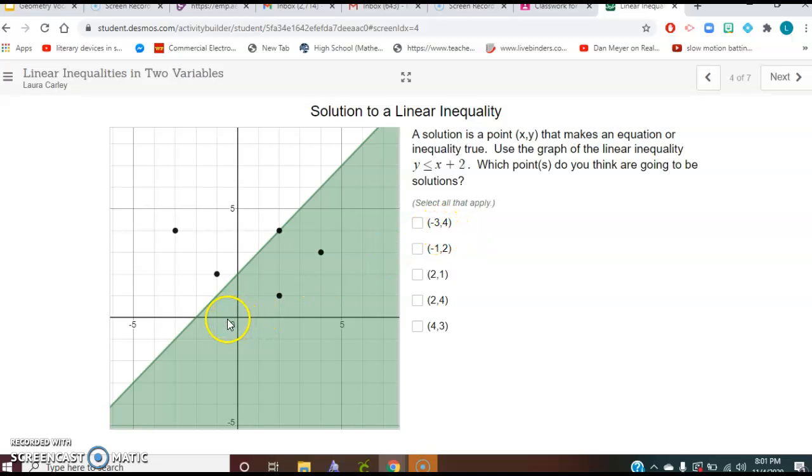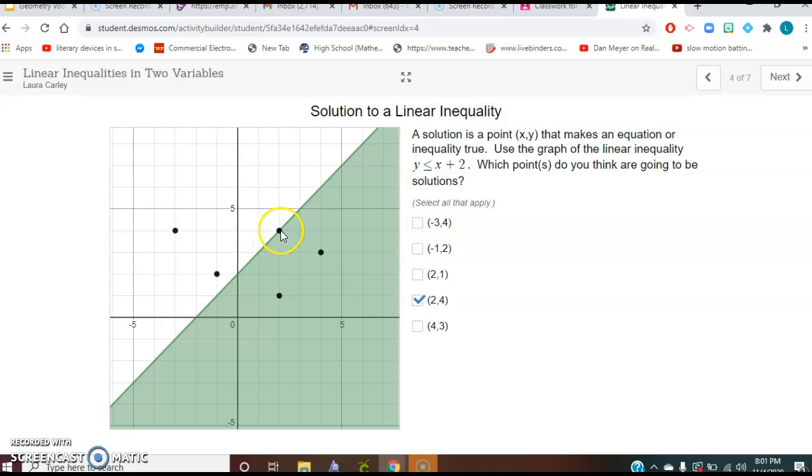So the point (-3, 4) would be left 3, up 4. And that is not in the shaded area, so that is not a solution to this graph. All right, the point (2, 4) would be over 2, up 4, and it is a solution because it is on the solid line. If a point is on a dotted line, it is not a solution because a dotted line is just the less than or greater than sign. It's open. It does not include any of the points that are actually on the line. But solid includes the points that are on the line exactly.